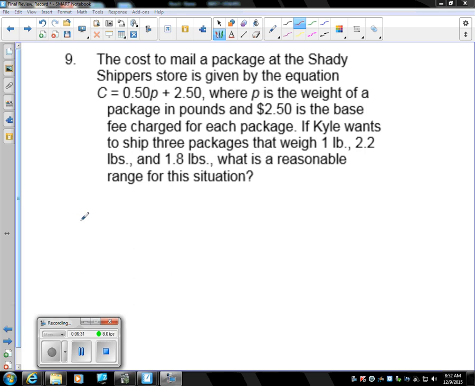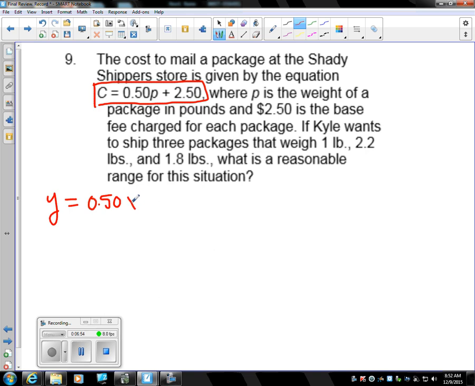The first thing I would like to do is rewrite my equation because they're giving us C and P, which stands for the total cost and the weight of the package in pounds, but I'm going to change that to X and Y so I can put it in my calculator if I need to. So we have Y equals 0.50 X plus 250, where Y is my total cost and X is the weight of each package in pounds. Okay, so I just replace C for cost with Y and P for pounds with X.